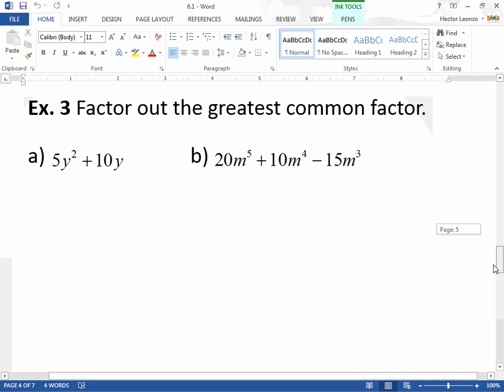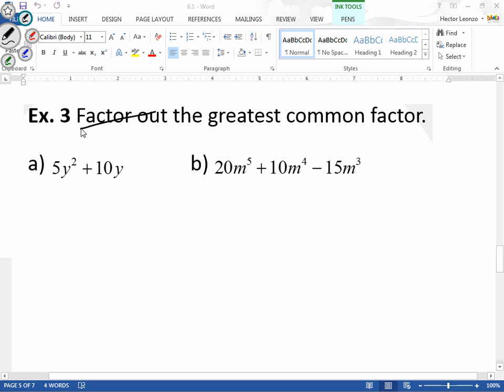Now, we're told the instructions are to factor out the greatest common factor. What that means is basically doing the distributive property backwards. Looking at my example A, number-wise, I can divide both of them by 5, and letter-wise, I can divide both of them by y. The greatest common factor is 5y. So when it says factor out, I'm going to do parentheses and divide both of them by 5y.